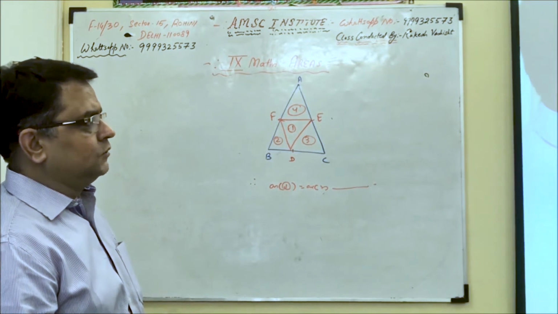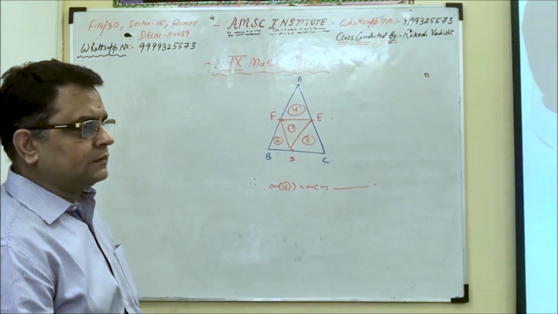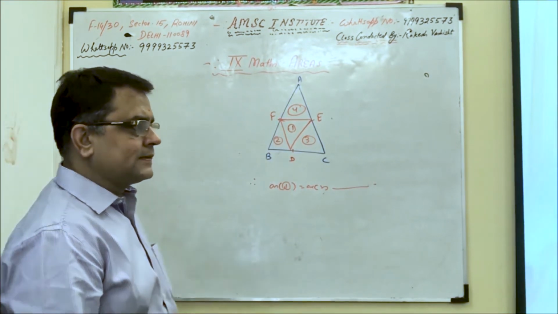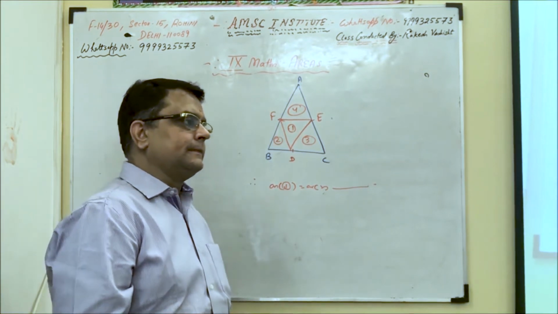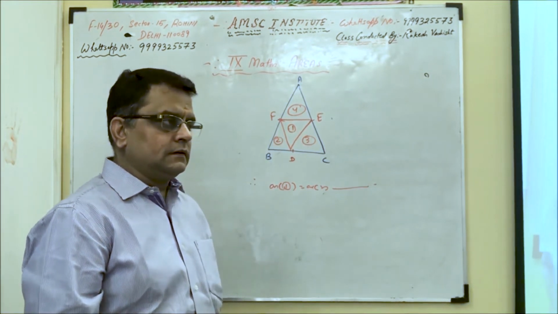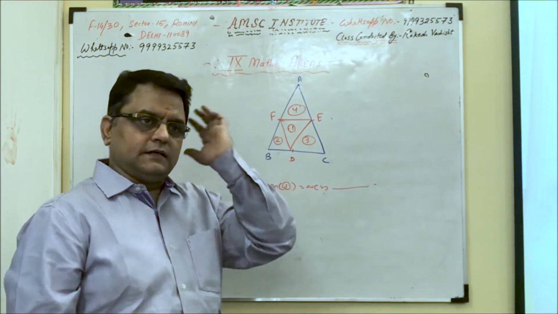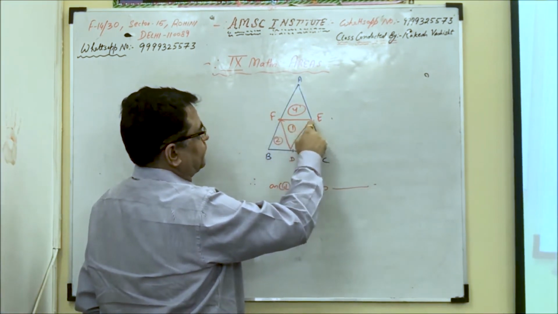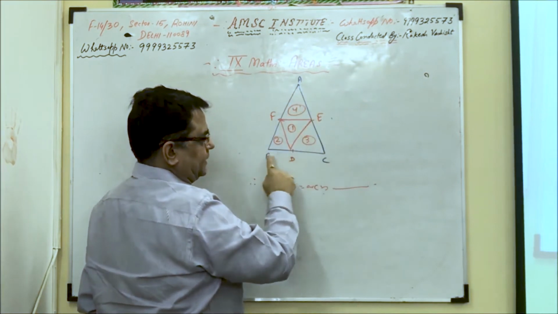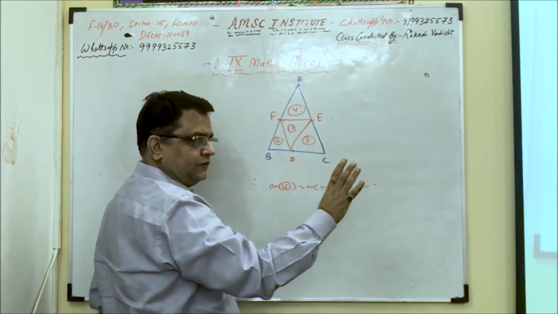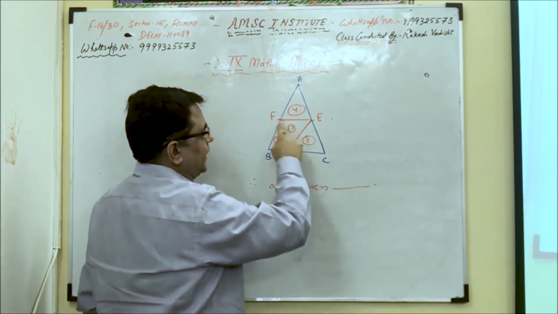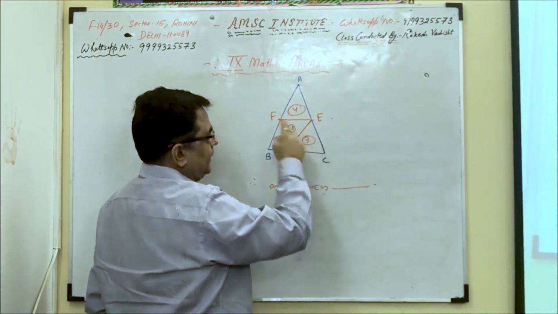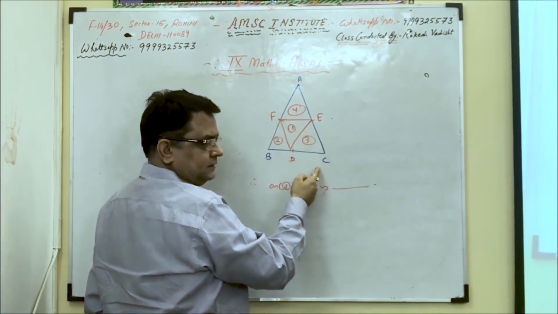So what's the statement of the midpoint theorem? Sir, if the line passing through the midpoint of 2 sides of a triangle is parallel to the third side as well as the half of it. Excellent answer, right? That the line joining the midpoints of any 2 sides of a triangle is parallel to the third side and is half of it. That's what he already did. So FE is parallel with BC and FE is a half of BC.